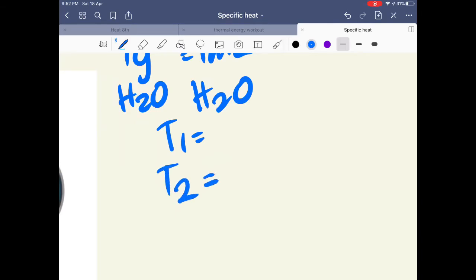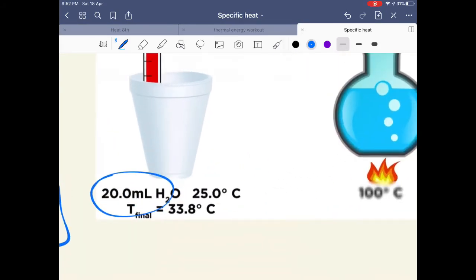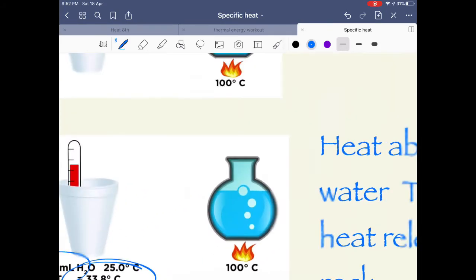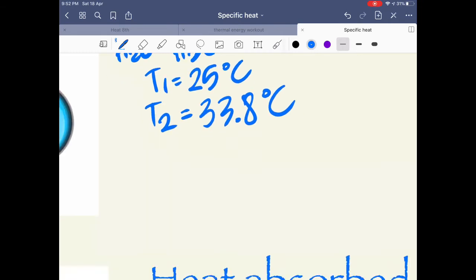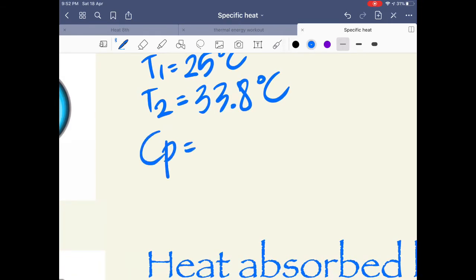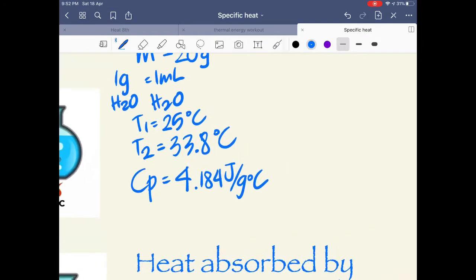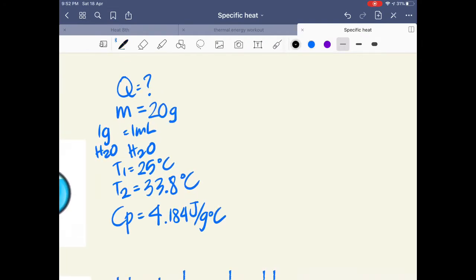In this case, it is the one of water. So the initial temperature of the water was 25 degrees Celsius and the final temperature of the water is 33.8 degrees Celsius. And the specific heat, which I will always give to you because it's like gravity, it never changes, of water, is its fingerprint, so 4.184 joules over grams per degree Celsius. And with this information, we put our formula.